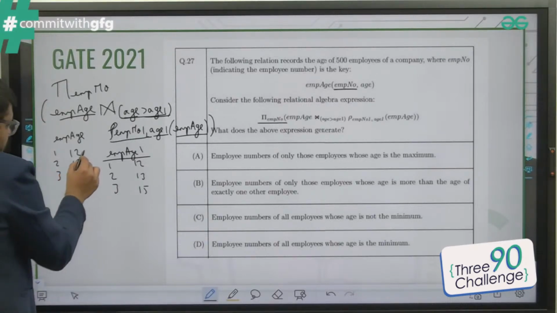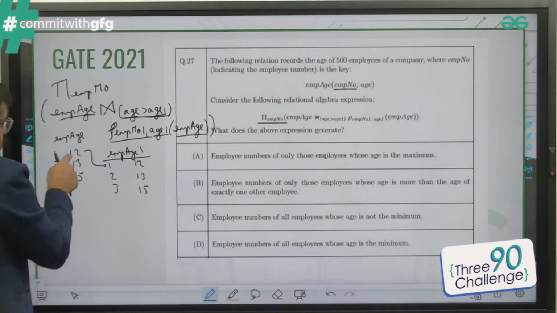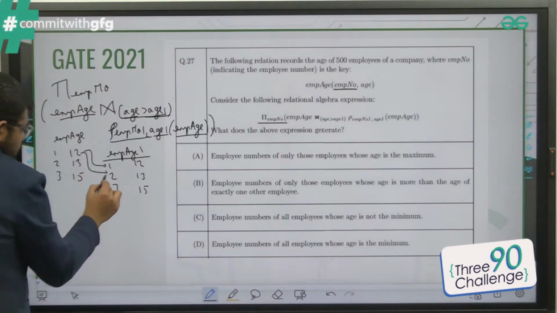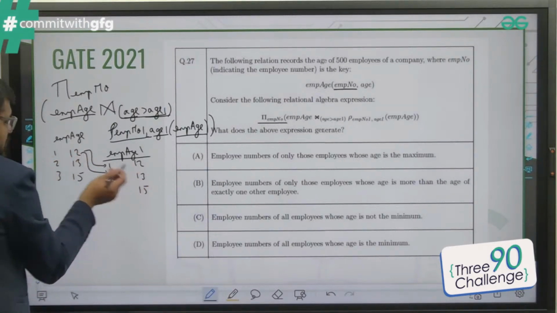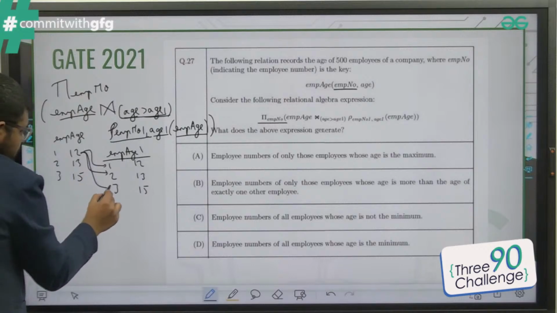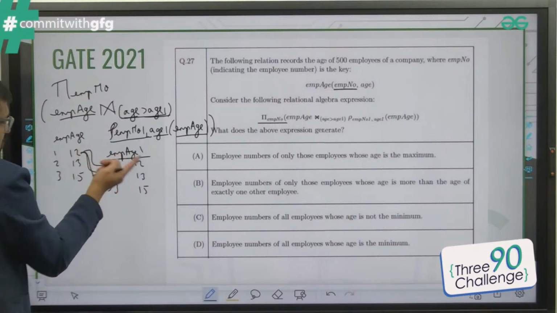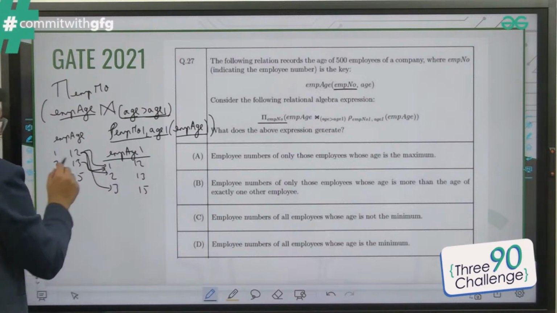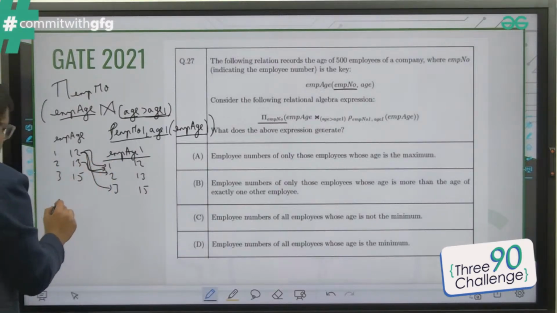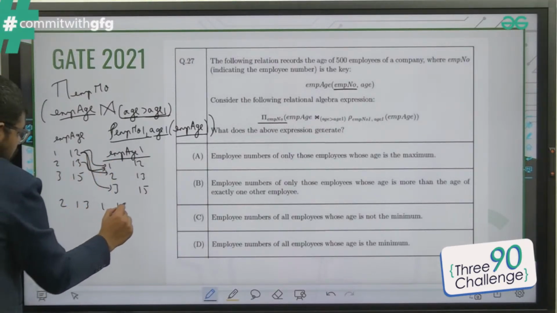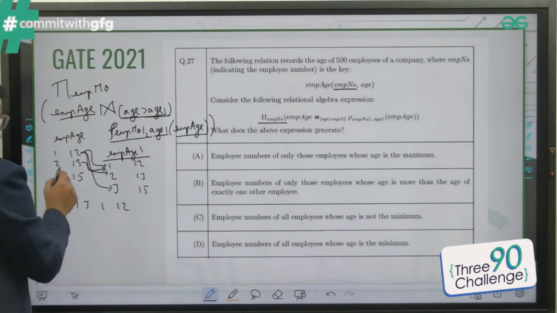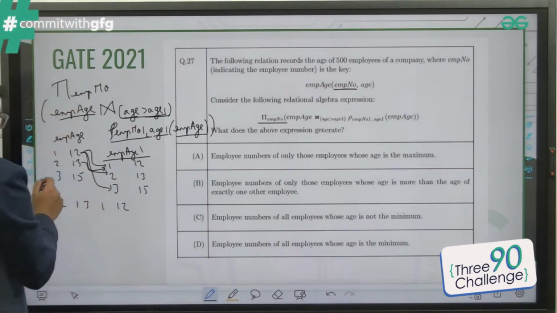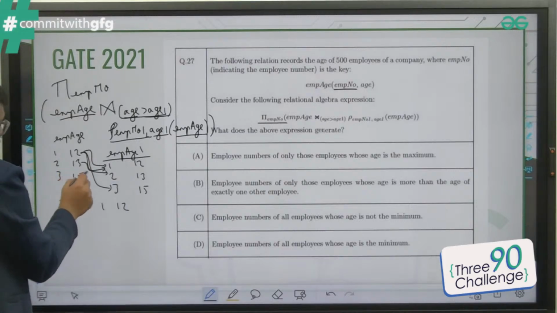Now you see here, when this tuple will be associated with this, 12 is not greater than 12, so this will not be taken. Now this tuple will be associated with this, 12 is greater than 13, no. Now this tuple will be associated with this, 12 is greater than 15, no. Now this tuple will be associated with the first tuple, 13 is greater than 12, yes. So 2, 13, 1, 12 will be there. Okay, then what else? Then you see 2, 13, 3, 15.